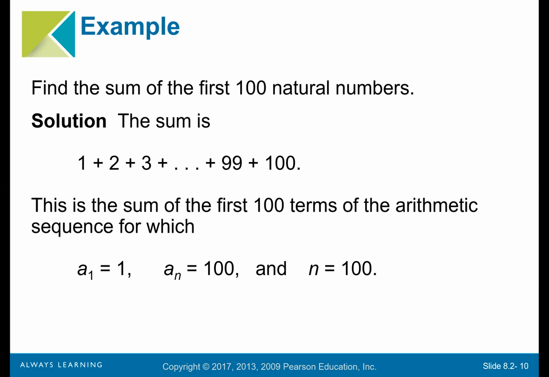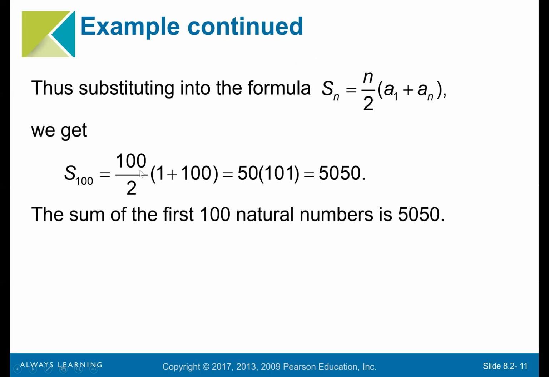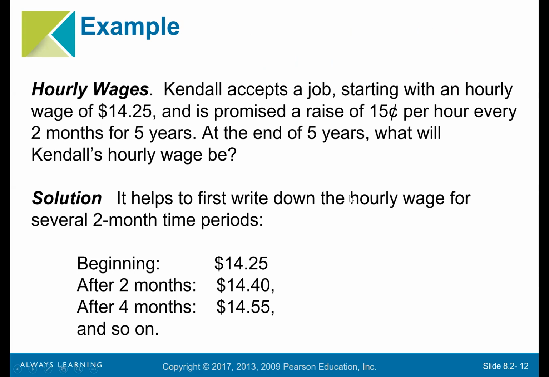Okay, let's see how we can use this. It's the same one as Cardano's. So we're going to have 100 over 2. That means there's 50 pairs of numbers, and the sum of any of the pairs is 101, so we get 5,050.